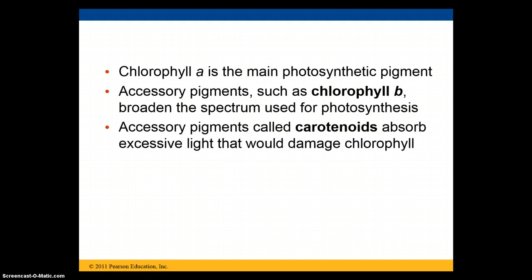So chlorophyll A is the main photosynthetic pigment, but there are other pigments called accessory pigments like chlorophyll B, which is also used for photosynthesis. Then there are other accessory pigments like carotenoids, and they will absorb light that would otherwise damage the chlorophyll. A and B are used in producing our sugars and releasing oxygen, and the carotenoids help to protect everything and keep it working.